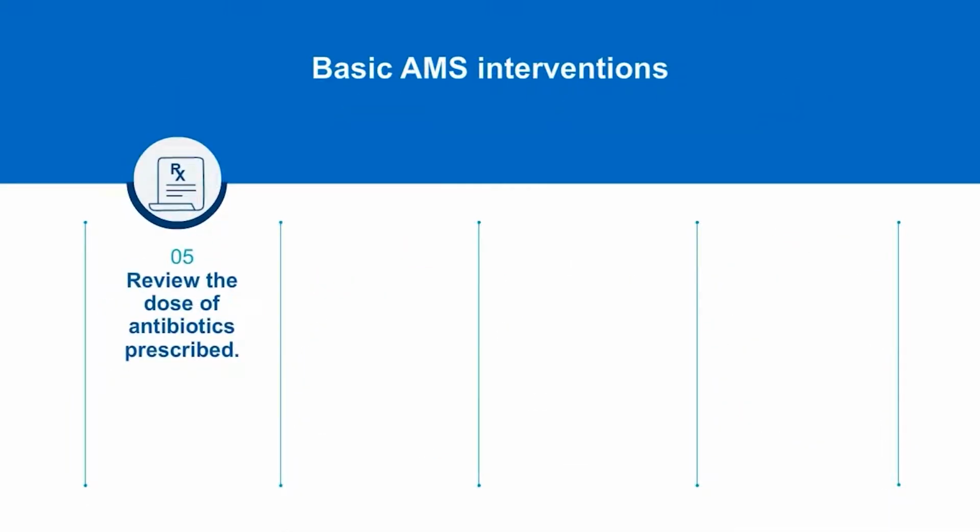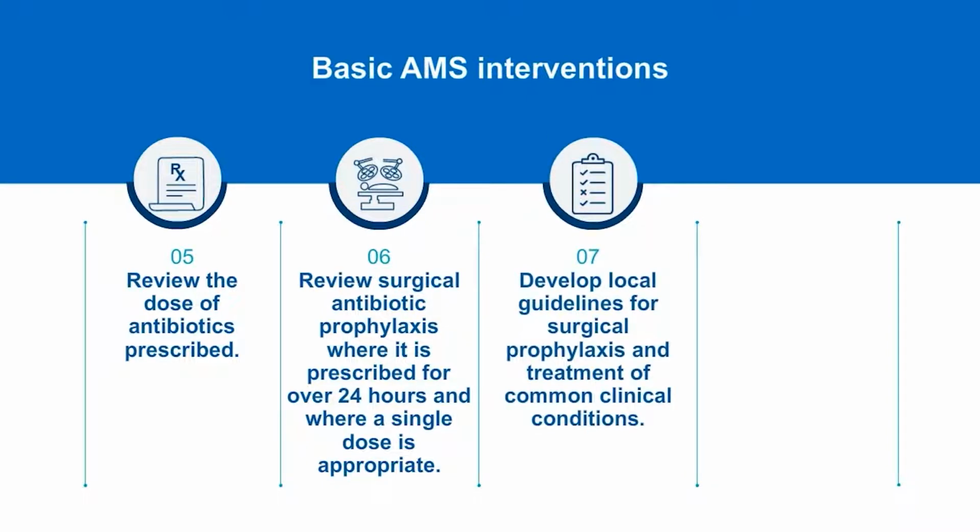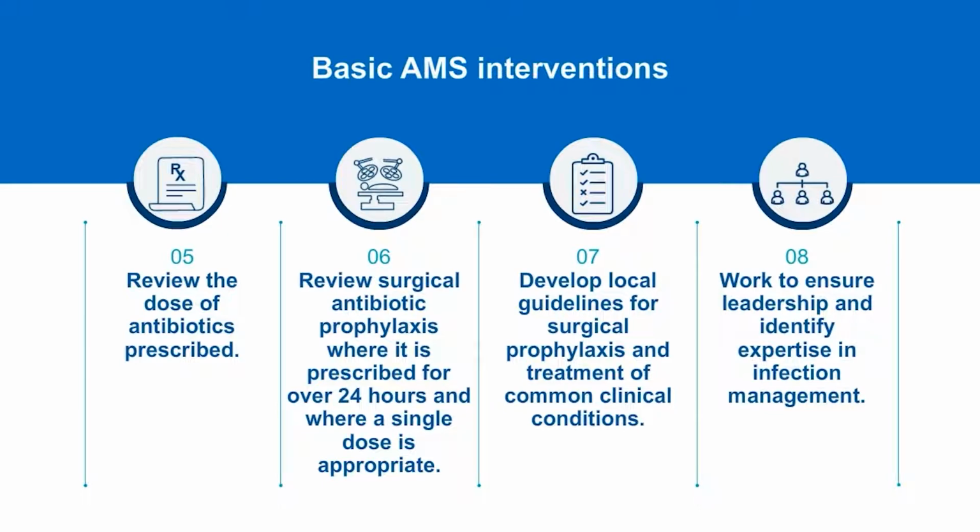5. Review the dose of antibiotics prescribed. 6. Review surgical antibiotic prophylaxis where it is prescribed for over 24 hours and where a single dose is appropriate. 7. Develop local guidelines for surgical prophylaxis and treatment of common clinical conditions such as community-acquired pneumonia, UTIs, skin and soft tissue infection. 8. Work to ensure leadership and identify expertise in infection management.